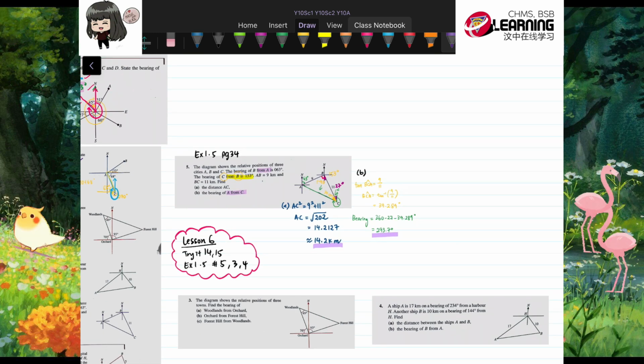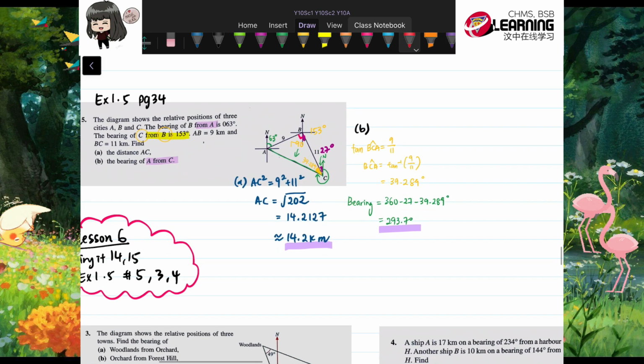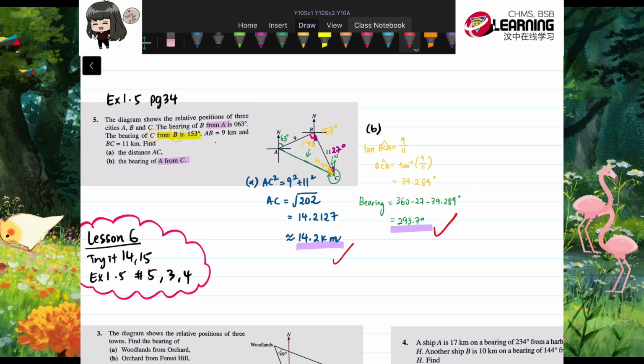Now you look at question number 5. The answer here is 14.2 and 193.7. Please tick and double check your answer again, because I find that a few of you still make a bit of careless mistake over here.